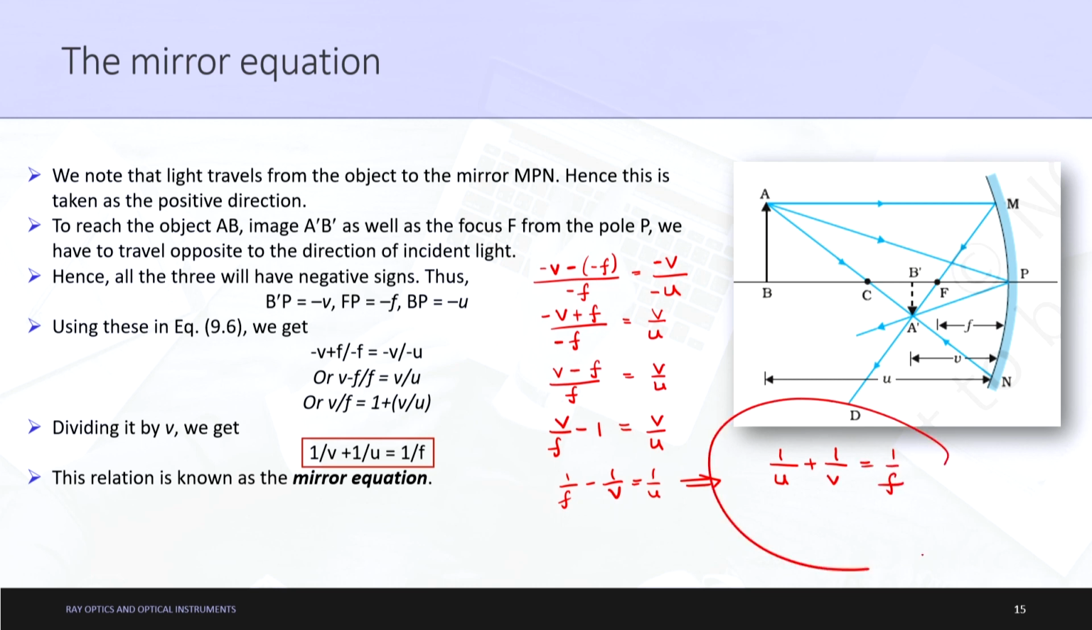So, this is the typical mirror equation. Simple mathematical formulation derives that 1 by v plus 1 by u is equal to 1 by f, and this relation is called the mirror equation. Basically, the sum of the reciprocals of the image distance and the object distance is equal to the reciprocal of the focal distance.